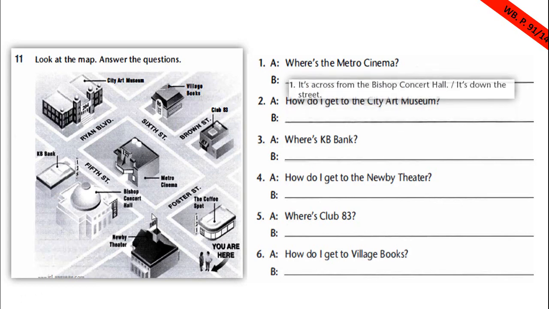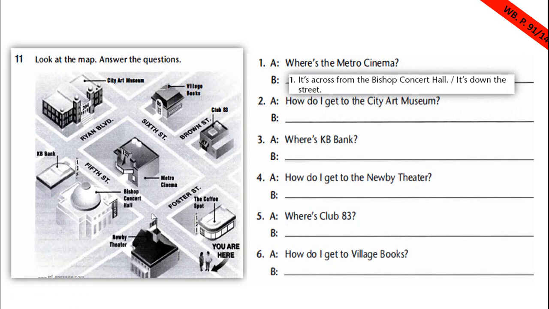It's across from the bus shop, concert hall, or I can say another answer. It's down the street. It will be easier. I can tell him to walk to the end of the street and he will find it. I can also say it's across from the bus shop. Okay, I'm sorry, it's hall, not mall. Concert hall, the music hall.